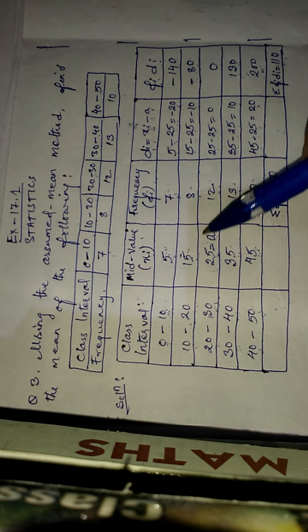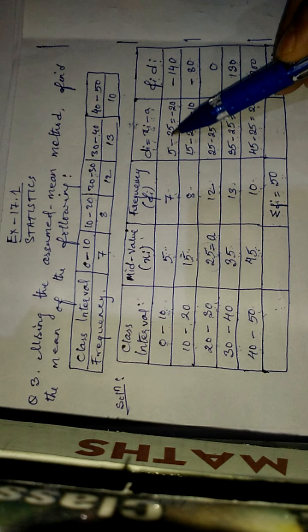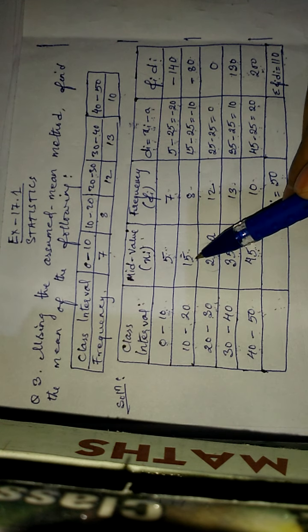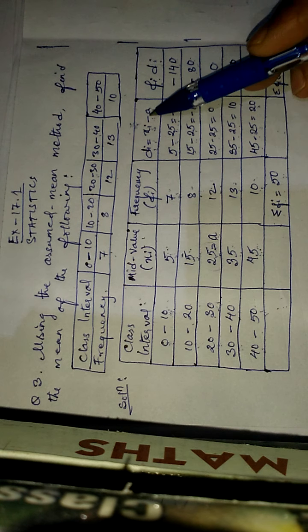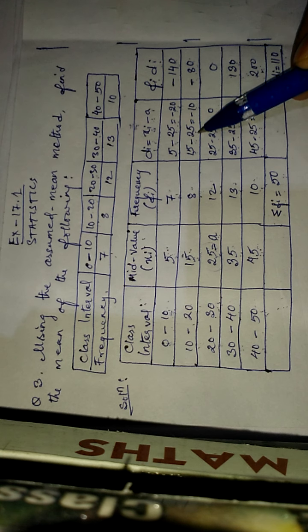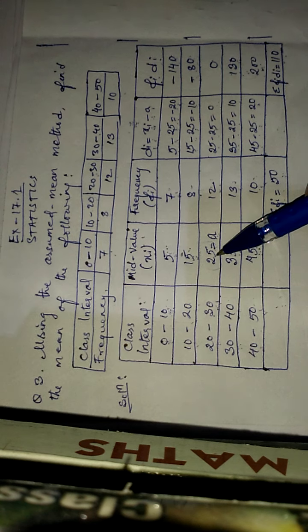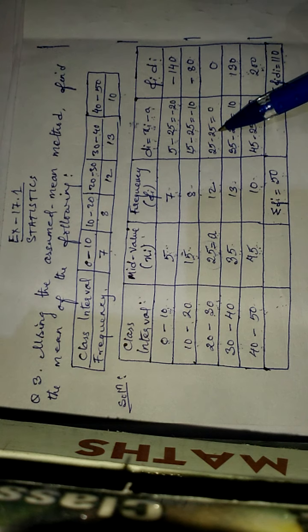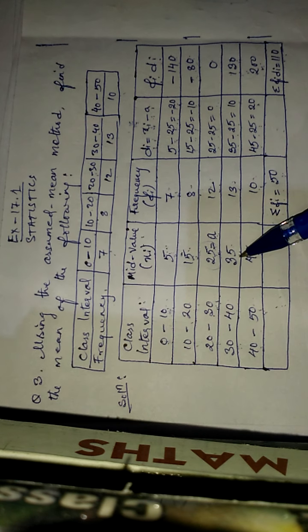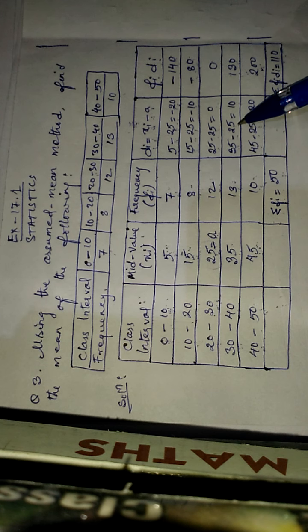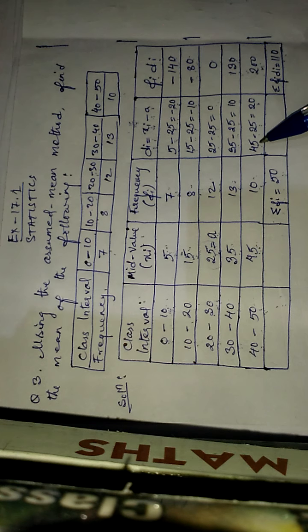That means 5 minus 25 is minus 20. The second value, 15, minus the assumed mean 25, is minus 10. Next, 25 minus 25 will be 0. 35 minus the assumed mean 25 is 10. 45 minus the assumed mean 25 is 20.